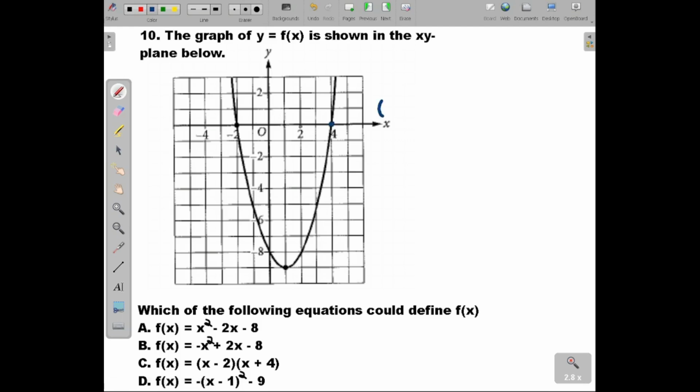For this one, we have that x is equal to 4 and y is equal to 0. For this another point, x is equal to negative 2 and y is equal to 0. For the last point, we have that x is equal to 1 and y is equal to negative 9. If we can replace all of these points in one equation and the equation is consistent.